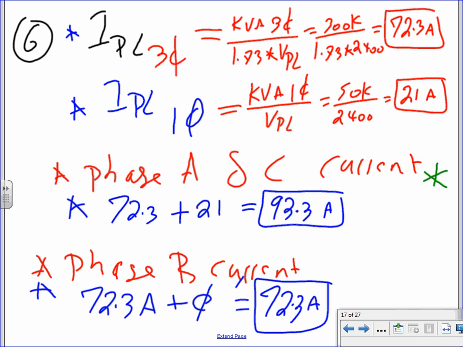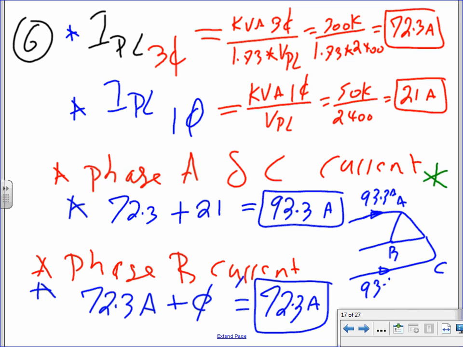Now I have two phases carrying more current than the third one. Can you guys see that? Because two phases are seeing the three phase and the single phase, and phase B is only seeing the three phase. So on the delta side, here's my delta, this is my phase A, B, and C. The current here will be 93.3 amps, the current here, this is C, 93.3 amps. What do you guys think the current here would be? 72.3 amps.